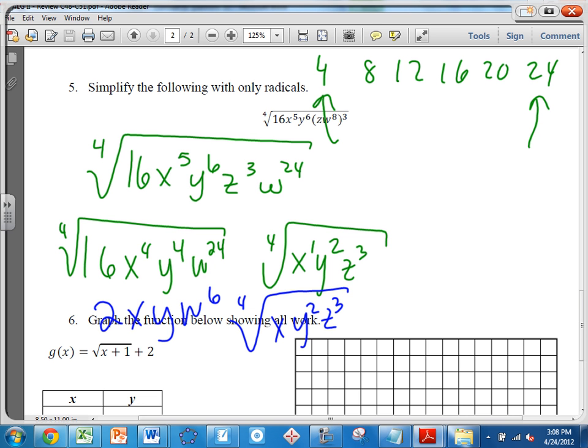Again, you take your exponent and divide it by your index. 4 over 4 is 1. 4 over 4 is 1. 24 over 4 is 6. I have to also remember that the fourth root of 16 is 2, not 4. A lot of people think 4 because it's the square root of 16. Again, you need to find a number that, when multiplied by itself 4 times, gives you 16. We're going to do another one of these in a second. Let's go to the last one, then I'll put up another one in a minute.